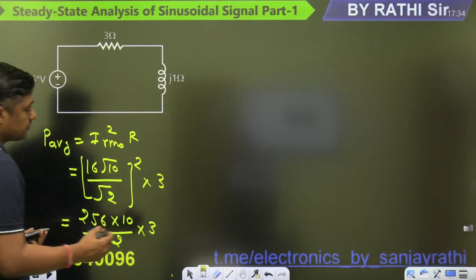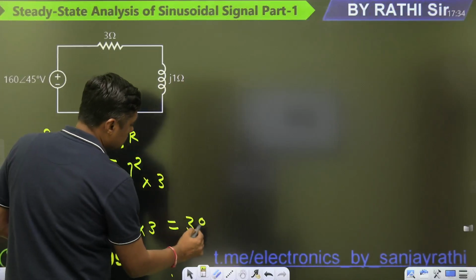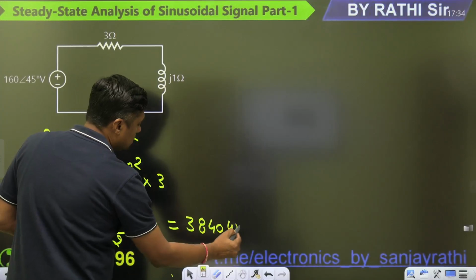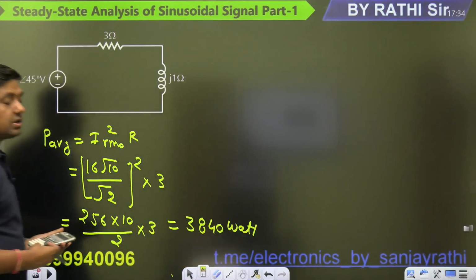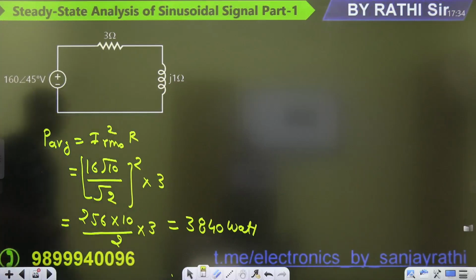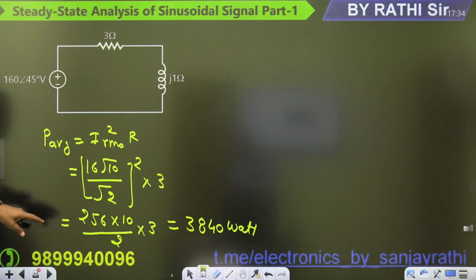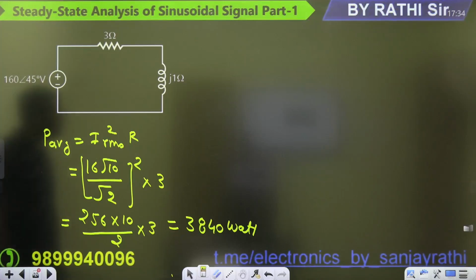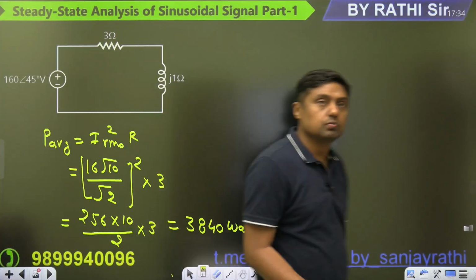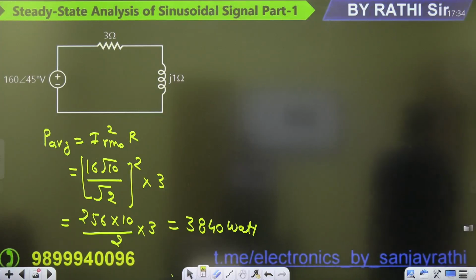3840. We are getting the same answer, yes or no? We are getting the same answer. What is the average power delivered by the source, and what is the average power consumed by the resistor? 3840 watt. What is the average power consumed by the inductor? 0. Inductor will store the energy, it will not absorb it.